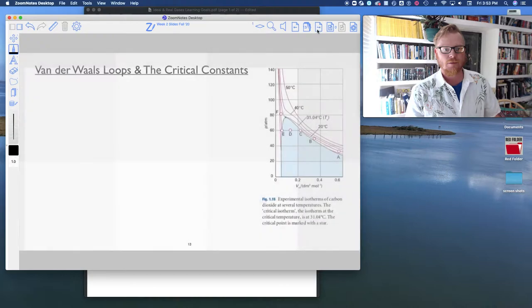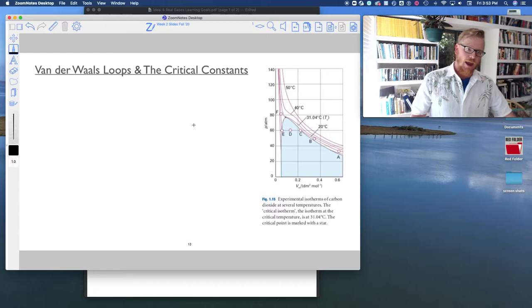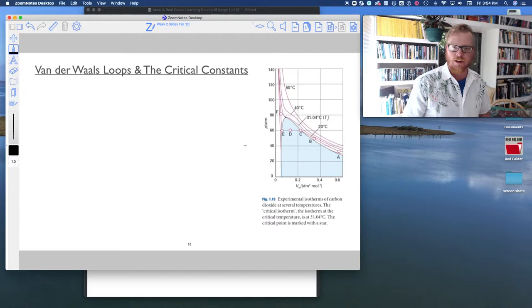So let's talk about the van der Waals loops and the critical constants. All right, and let's see. I left myself a lot of space, but I'm not even sure why. I don't think that was necessary. I should have made this graph bigger.